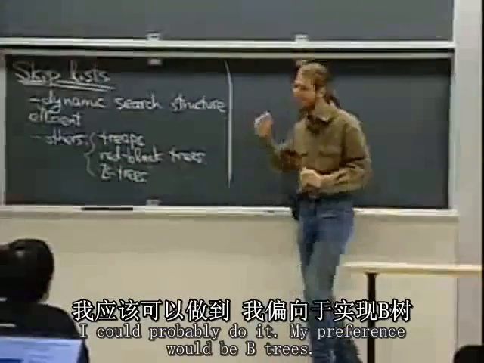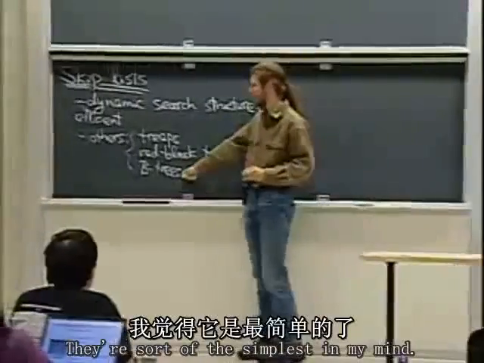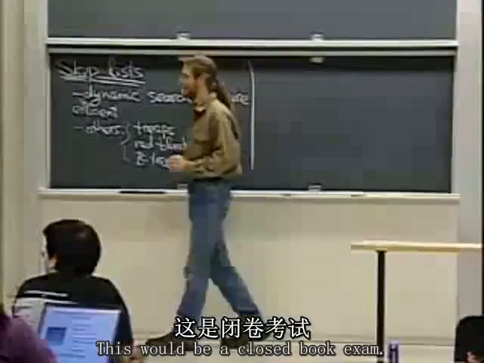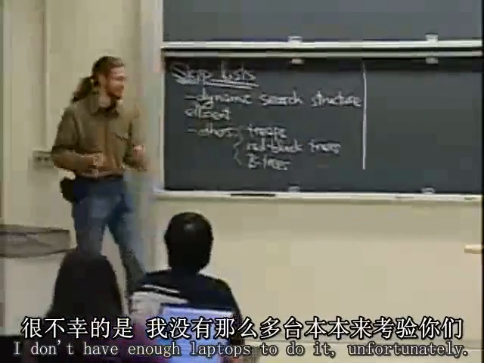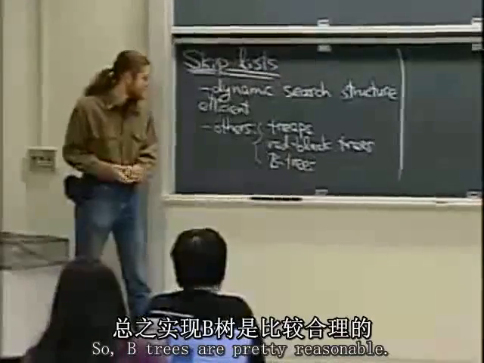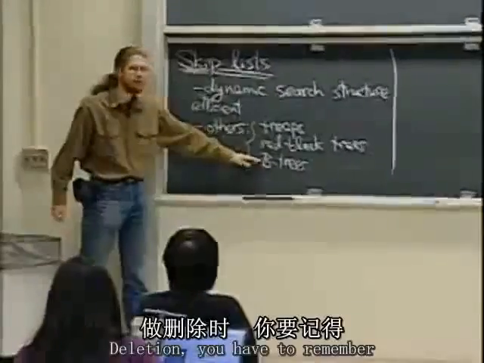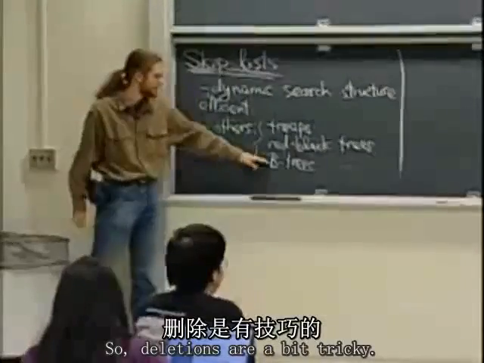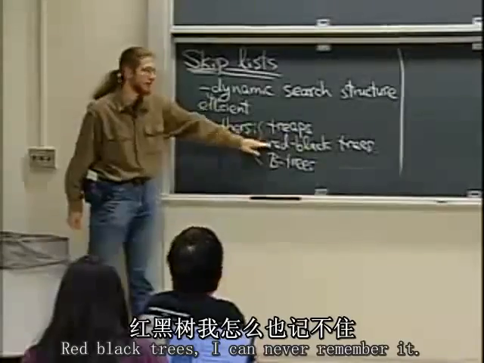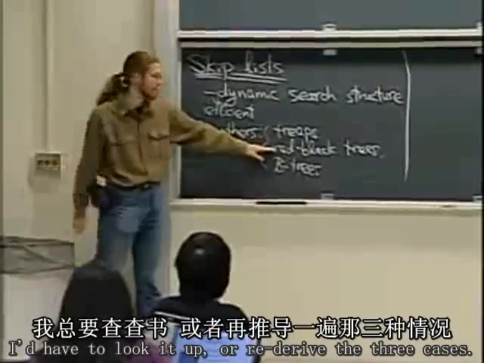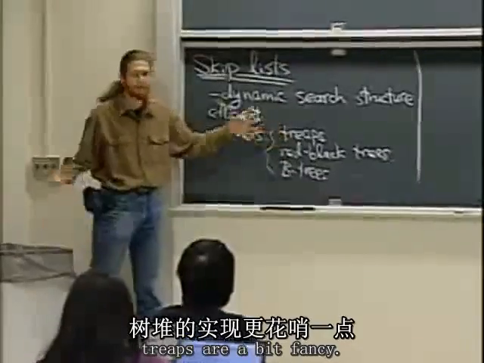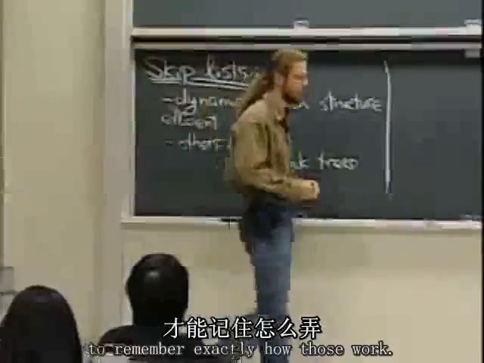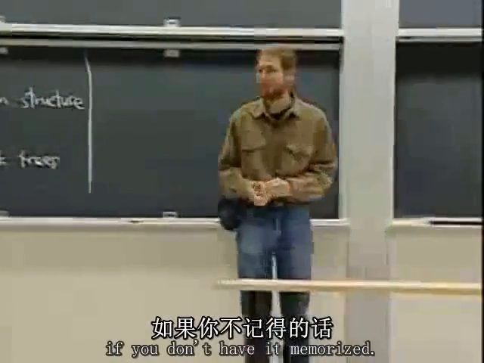I could probably do it. My preference would be B trees. They're sort of the simplest in my mind. This is without using a textbook. This would be a closed book exam. I don't have enough laptops to do it, unfortunately. So B trees are pretty reasonable. Deletion, you have to remember this stealing from the sibling and whatnot. So deletions are a bit tricky. Red-black trees, I can never remember. I'd have to look it up or rederive the 3 cases. Treaps are a bit fancy, so it would take a little while to remember exactly how those work. You'd have to solve your problem set again if you don't have it memorized.